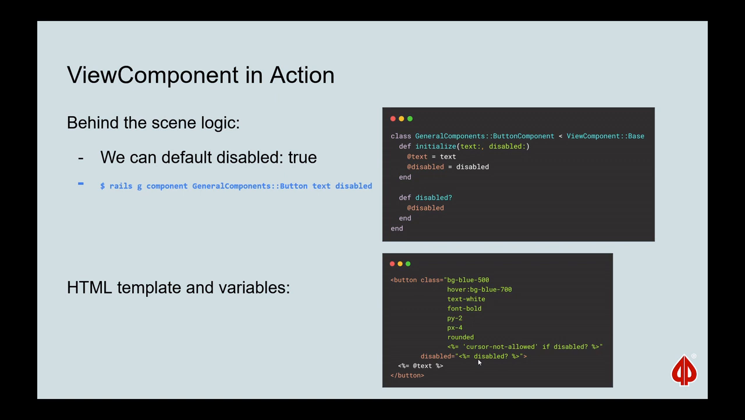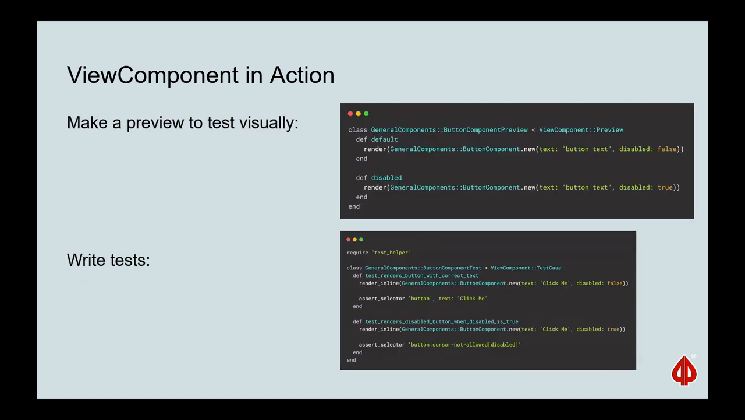Also, the next thing you can use is preview. You can have multiple previews of your component. For example, you can have a default by passing the button text and disabled false, or you can have a disabled preview by passing disabled true. And once it is done, you can see the previews by adding a route to your application. I can explain that afterwards. Also, you can test your component by normal testing of any Ruby on Rails view or partial views.